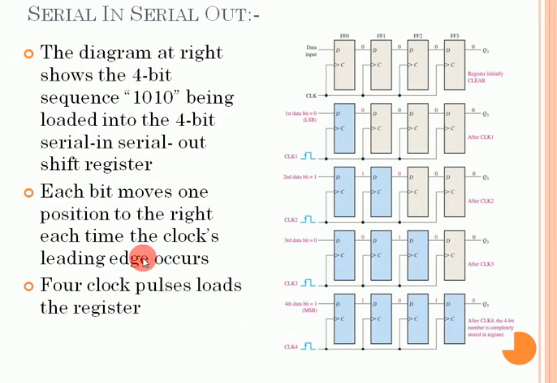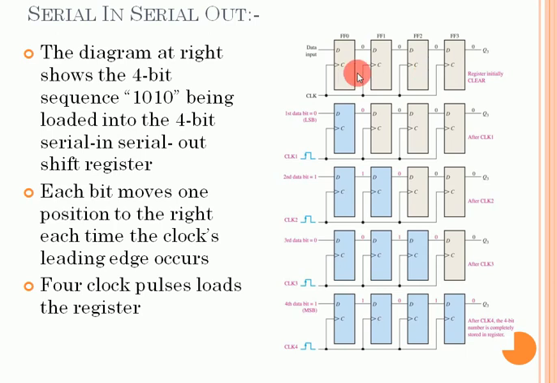So here we can see a diagram that shows a 4-bit sequence, where we have 4 D flip-flops connected in a series manner, and this diagram shows a serial in serial out shift register. Here we are considering an example of a 4-bit data, 1010, to be shifted into the shift register. In this first case, the register is initially clear.